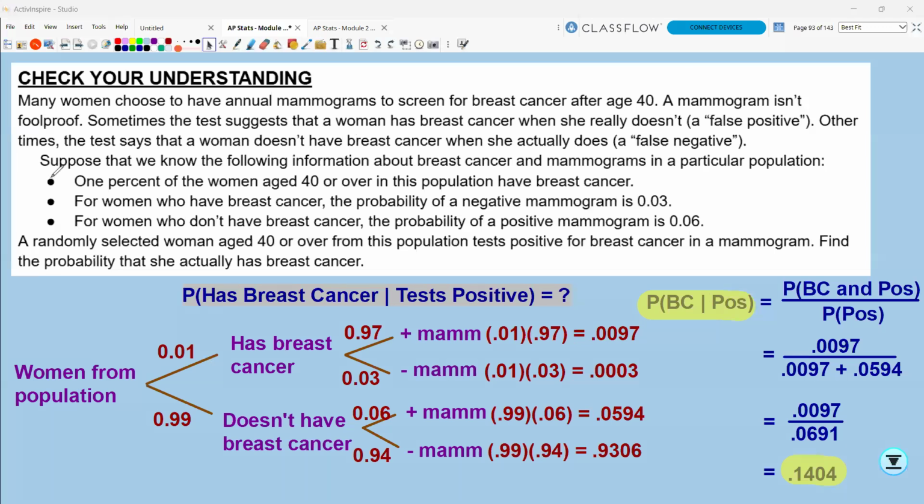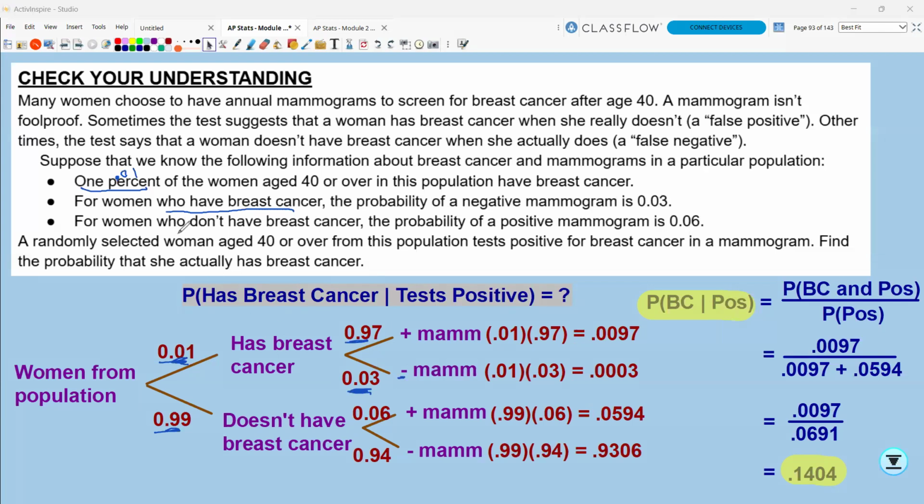There's a lot going on here, so let's see if we can break it down. In this case here, we're given 1% of women age 40 or over have breast cancer. So notice that I put the 0.01. So we have to subtract that from 1 to get the 0.99 that do not have breast cancer. The next thing is, for women who have breast cancer, the probability of a negative mammogram is 0.03. So a negative mammogram is 0.03 for those who have breast cancer. And then we can subtract that from 1 to get the 0.97.